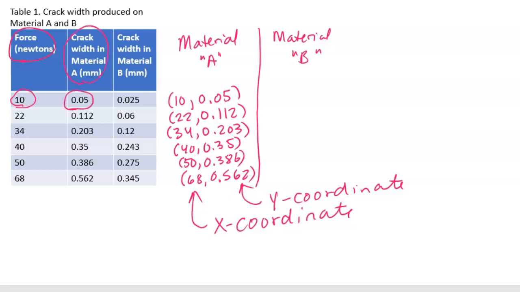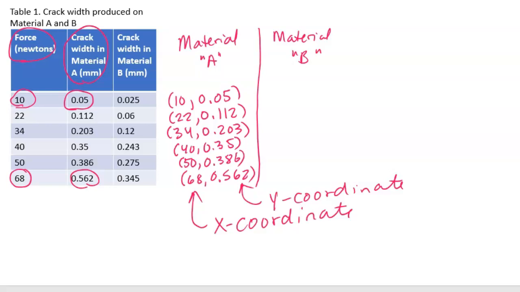I'm using the crack width set for material A for my first set of points. So when I have 10 newtons of force used, I produce a crack width of 0.05 millimeters. This makes an ordered pair. Similarly, if I had 68 newtons of force, it would produce a crack width of 0.562. So now I have 6 ordered pairs for material A that I can graph.